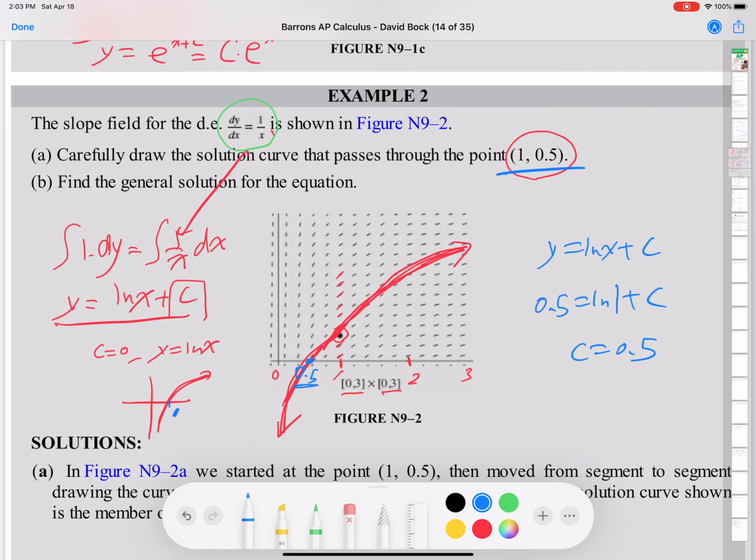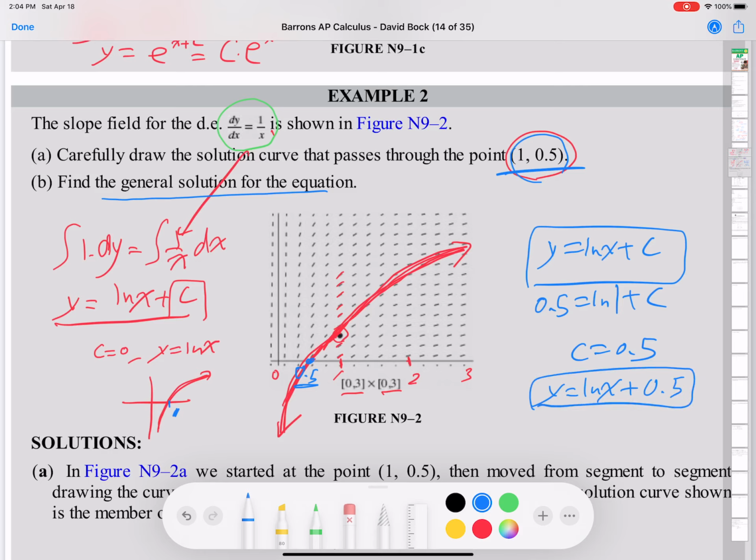Got it, right? So the general solution for the equation is this. But if it passes through this point, what is the equation? Y equals ln x plus c, or 0.5, sorry. C is 0.5. Got it, right? Let's go to the next problem.